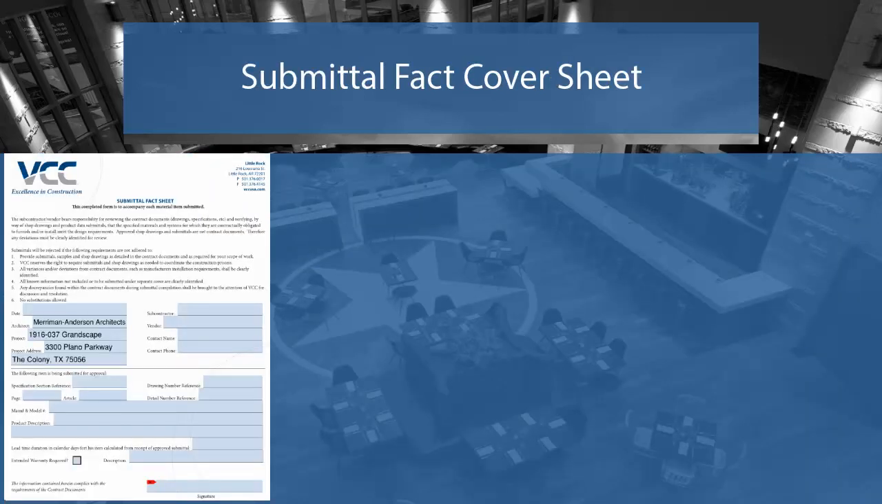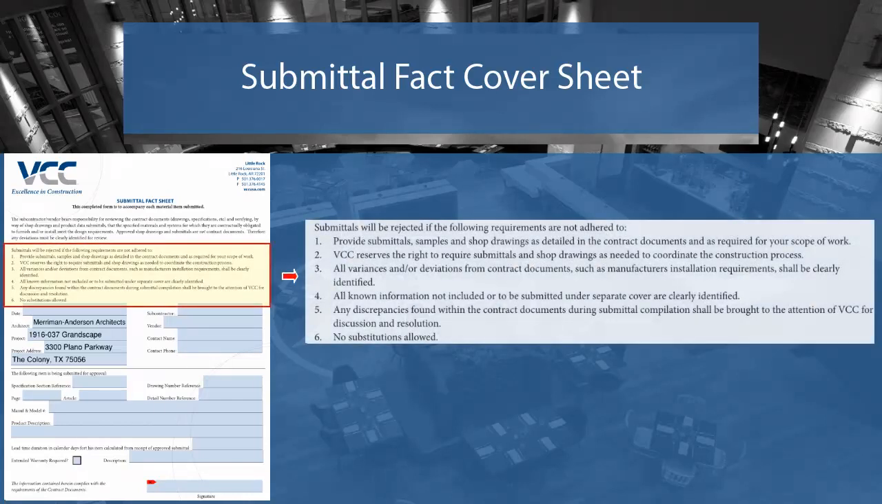The subcontractor or vendor bears the responsibility for reviewing the contract documents, such as the drawings and specifications, and verifying, by way of shop drawings and product data submittals, that the materials and methods they will use for the project meet the design requirements. The submittal fact sheet identifies the requirements subcontractors must follow when submitting required documents. As with the welcome letter, project engineers will email a completed submittal fact sheet to subcontractors after they have been awarded a contract.